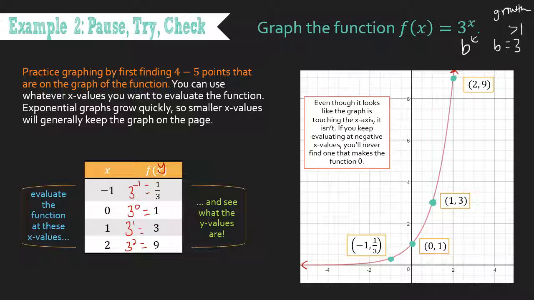And then this little note here says, even though it looks like the graph is touching the x-axis, remember that it's not actually touching it. It's getting really, really close. That's the asymptote that we'll talk about further when we talk about the features of our graph.